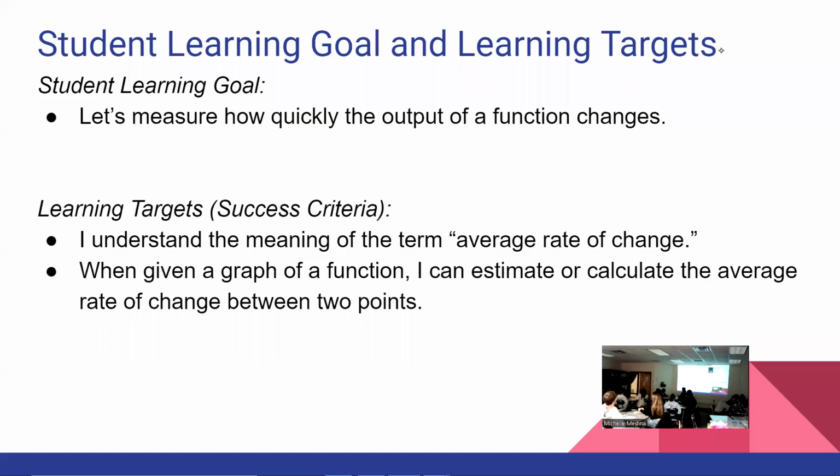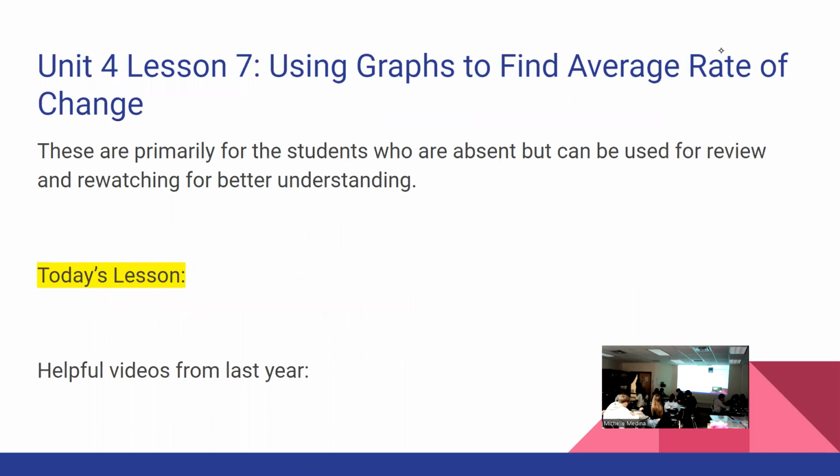We will be completing lesson 7 today, which is basically how to measure how fast an output changes. So you'll know that you're successful if you can understand the meaning of the term average rate of change. And when given a graph of a function, you can estimate or calculate the average rate of change between two points.